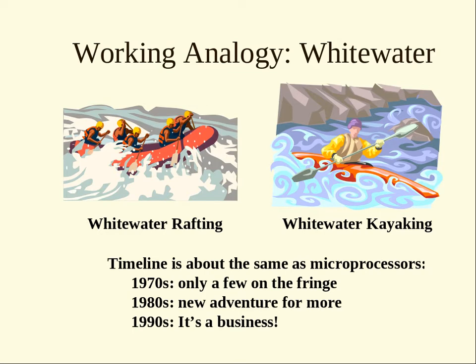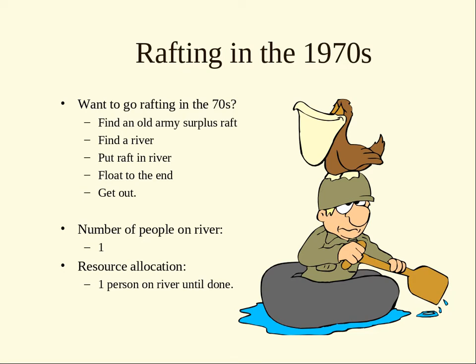So the timeline is about the same as multiprocessors, which is kind of amusing. In the 70s, only a few things were happening on the fringe. In the 80s, a new adventure, and by the 1990s, which I'm sure you all hold very dear to your heart, it was a business. So in the 50s, if you wanted to go rafting, you found some old Army surplus raft, found a river, threw it in, floated to the end, and got out. That's basically what it was in the 70s. The number of people in the river was 1, usually one person until dawn, because there weren't that many people doing this.